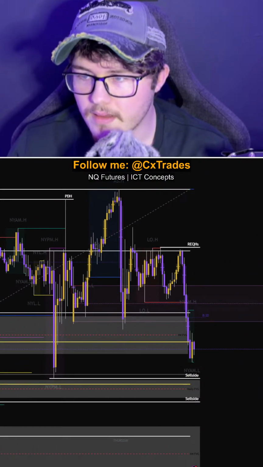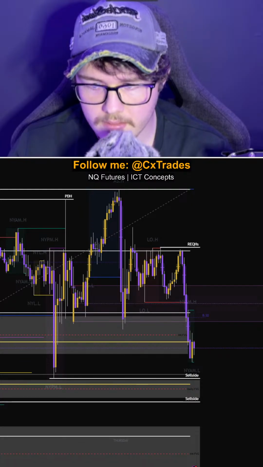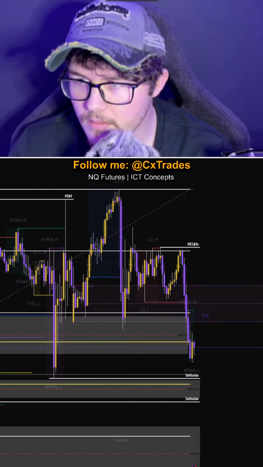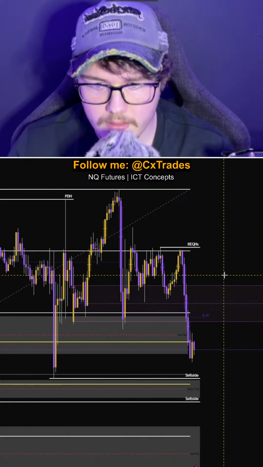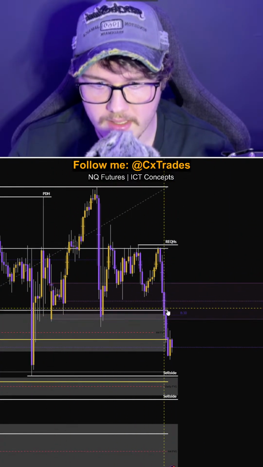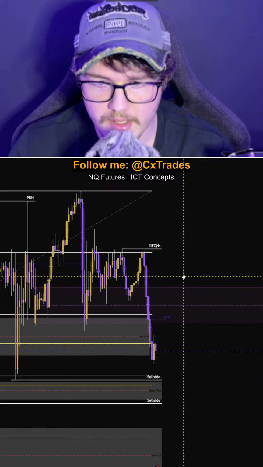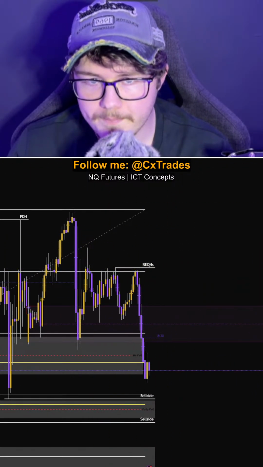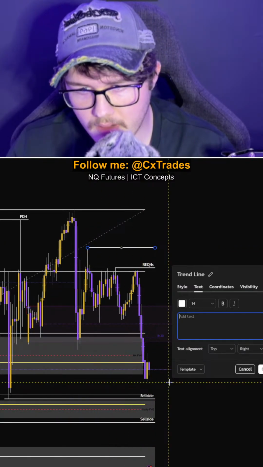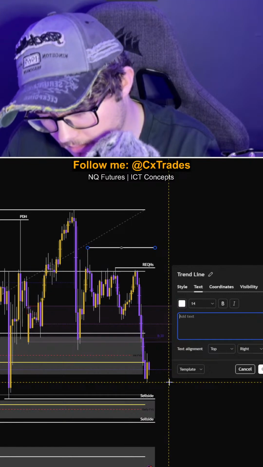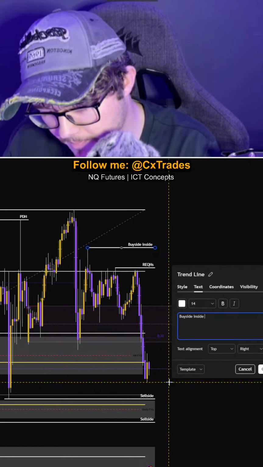Let me just turn off the sessions. Also, we have this large new week opening gap just here as well. Or new day opening gap, not new week opening gap. And we have a high side of a M15 gap.